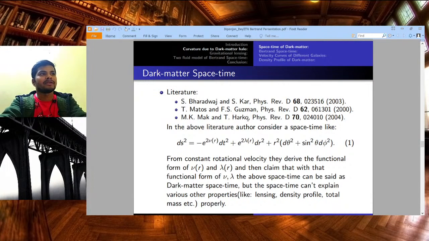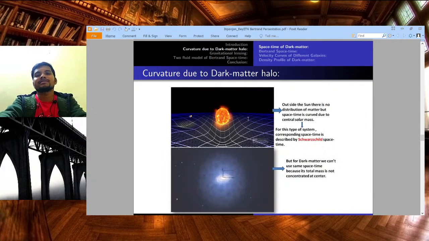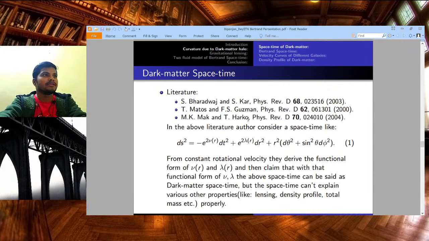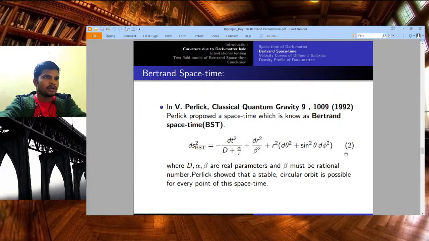And now there is too much mathematics about what kind of space-time, what kind of metric dark matter must follow, and he says that there is something called Bertrand space-time. So he argued that there must be some kind of space-time that dark matter can exhibit, and we call this Bertrand space-time.